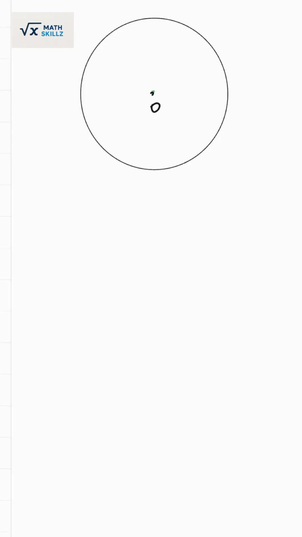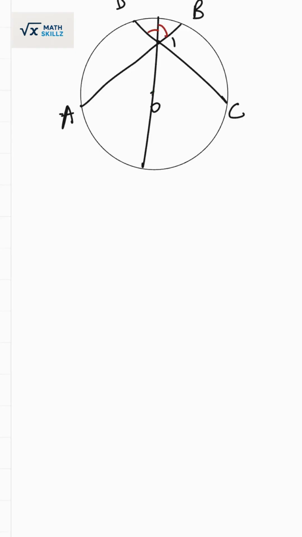So let's draw two chords here. It's given that the two chords make equal angles with the diameter passing through the intersection. This is the point of intersection, so it is making equal angles here. That is, this angle is equal to this angle, given. And this is the point P, which is the intersection point.